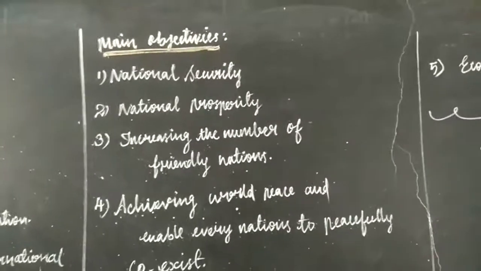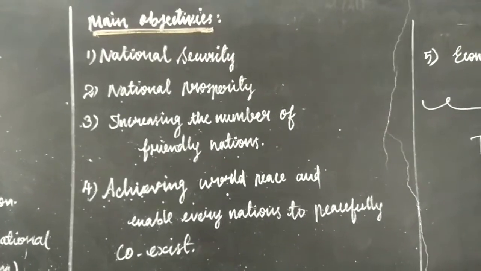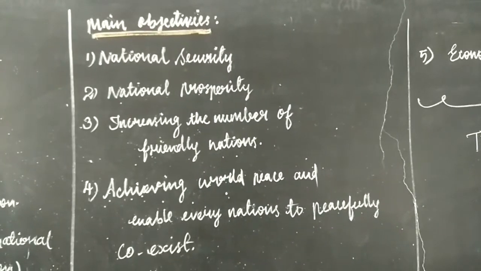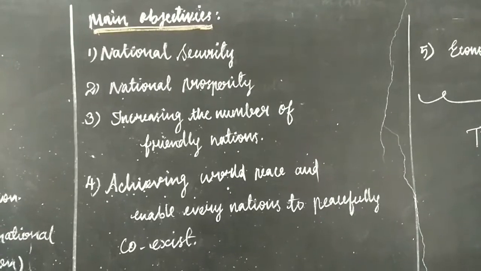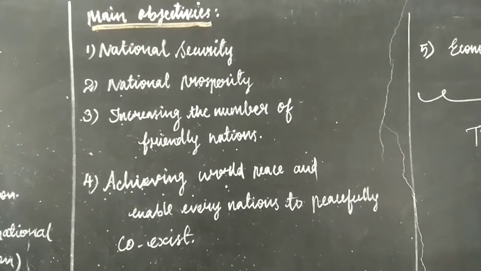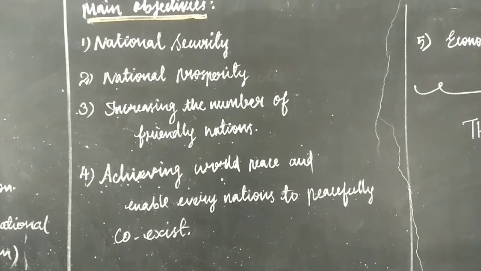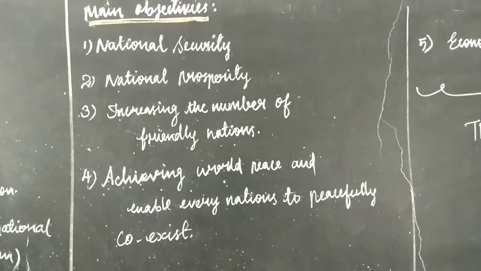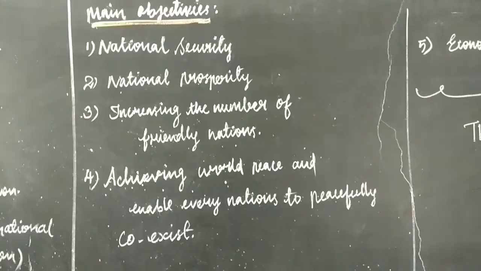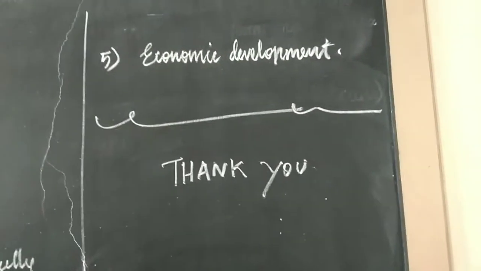Now we are moving to the third topic, main objectives of foreign policy. National security. It also develops national prosperity. Prosperity means flourishing. And it also increases the number of friendly nations. And it enables to achieve world peace and enables every nation to peacefully coexist. And then finally, economic development.